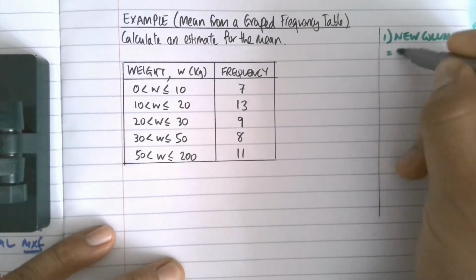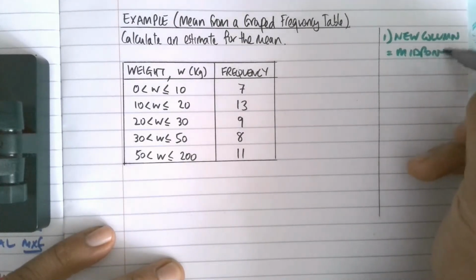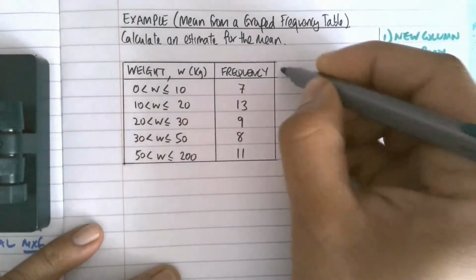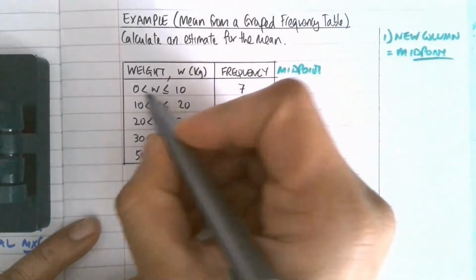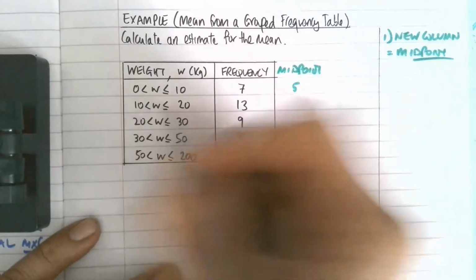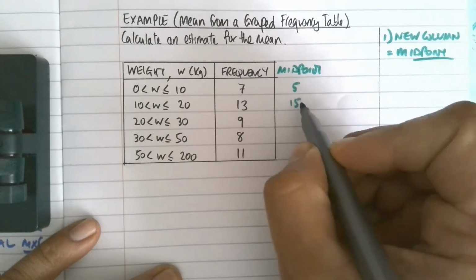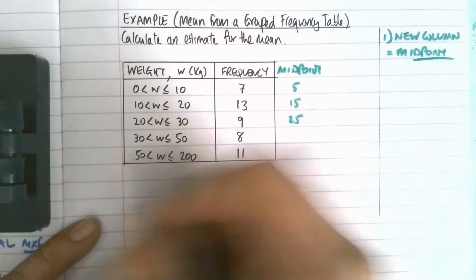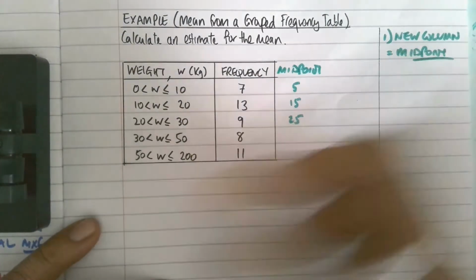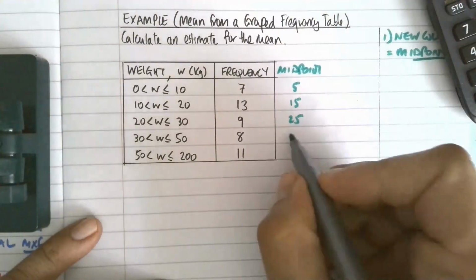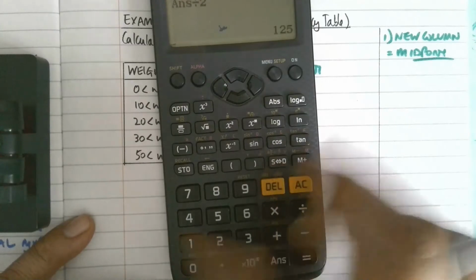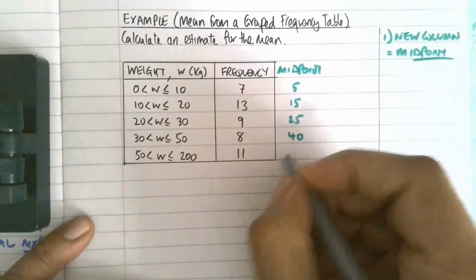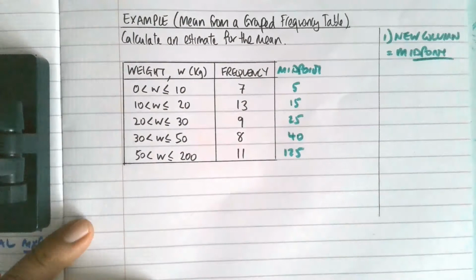To find the estimated mean, the first step will be to add in a new column for the midpoint. Again, we're estimating, and we're using the fact that the average weight for the first range is going to be 5 kilograms. The average for the second is going to be 15. The average weight for the third range is going to be 25, 40 for that range of data, and for the last range of data it's going to be 125. This is why it's estimated, because we're estimating that the weight of those rocks is the midpoint.